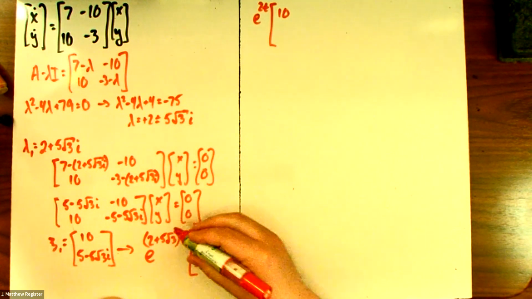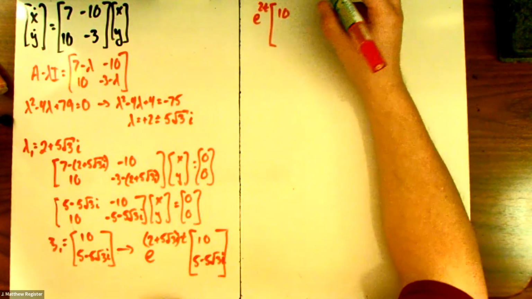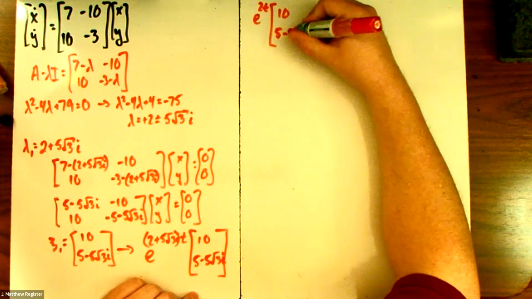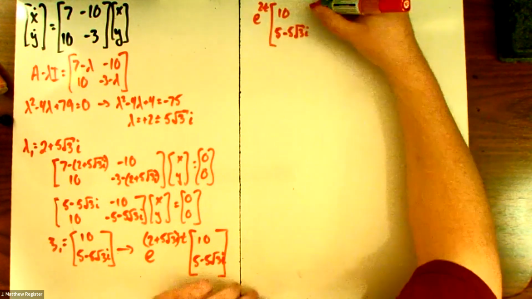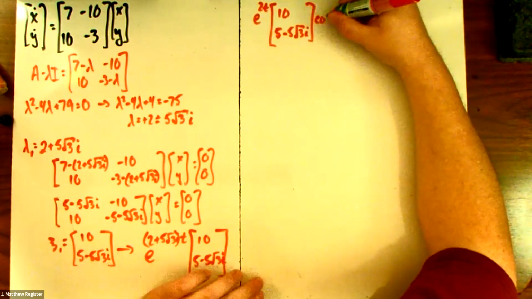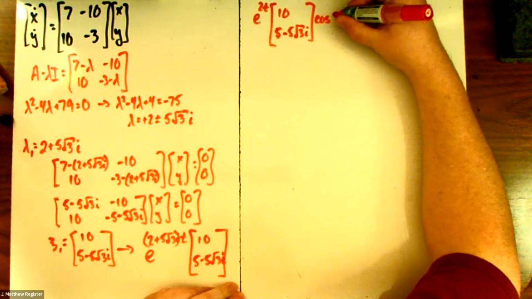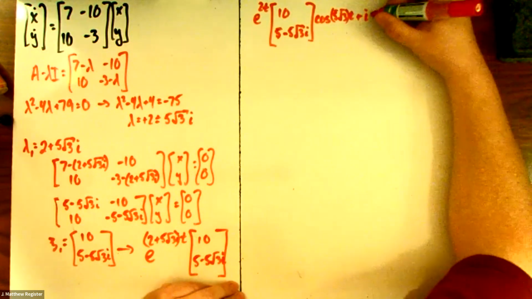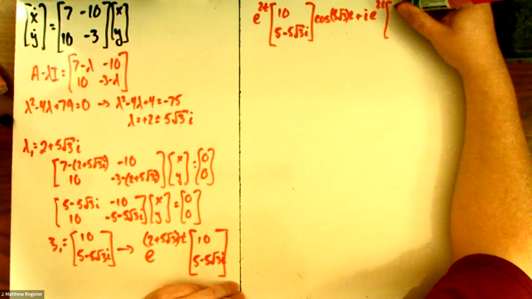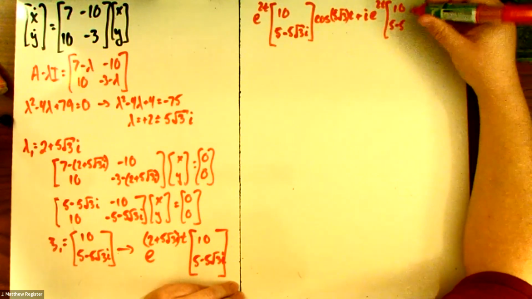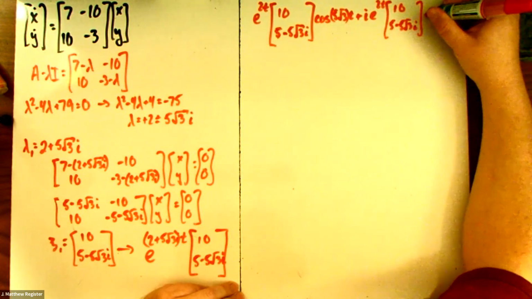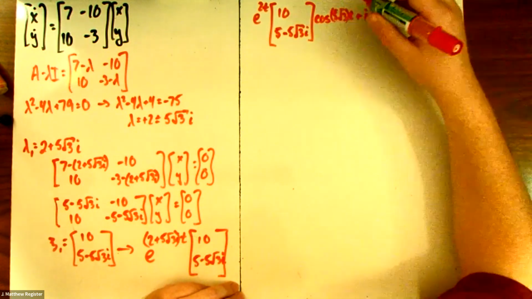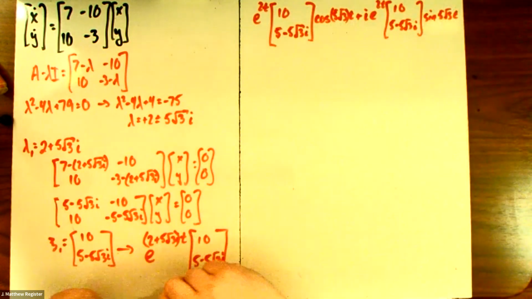There we go. That's much worse. And so it's going to be a 10, and it is going to be a 5 minus 5 root 3 i cosine of 5 root 3 t plus i e to the 2t, 10, and then a 5 minus 5 root 3 i sine of 5 root 3 t. That is not very pleasant. Now we can continue it.